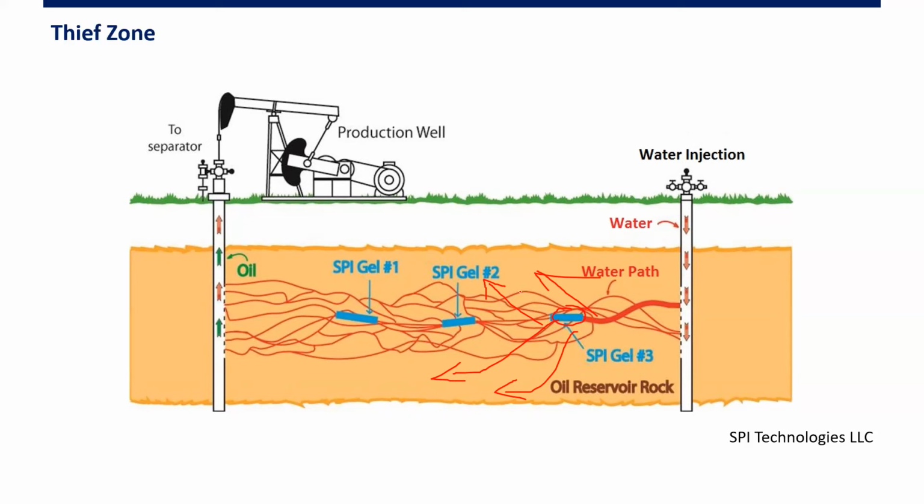You inject gel, the gel will solidify somewhere along the thief zone. And now because you have solid gel, it will be like a plug. It will make the thief zone restrictive, so it is no longer the path of least resistance. Now the water will prefer to flow through some other channels, some other streaks, which will improve the sweep efficiency, especially the vertical sweep efficiency.